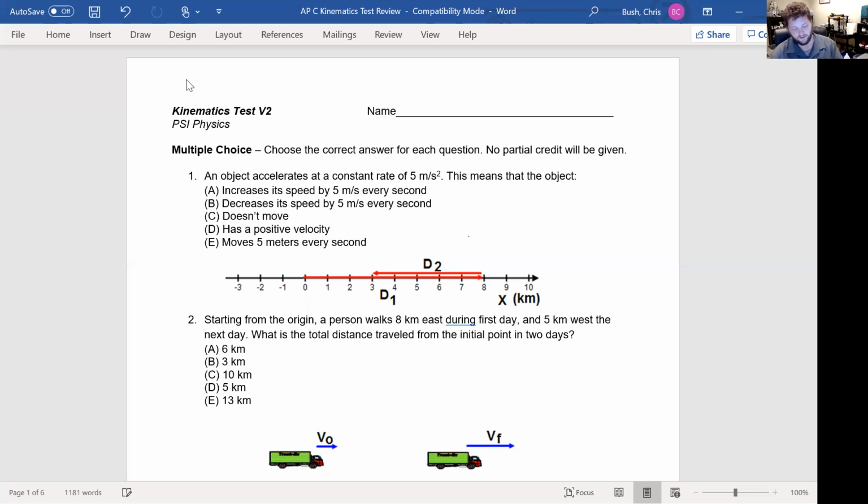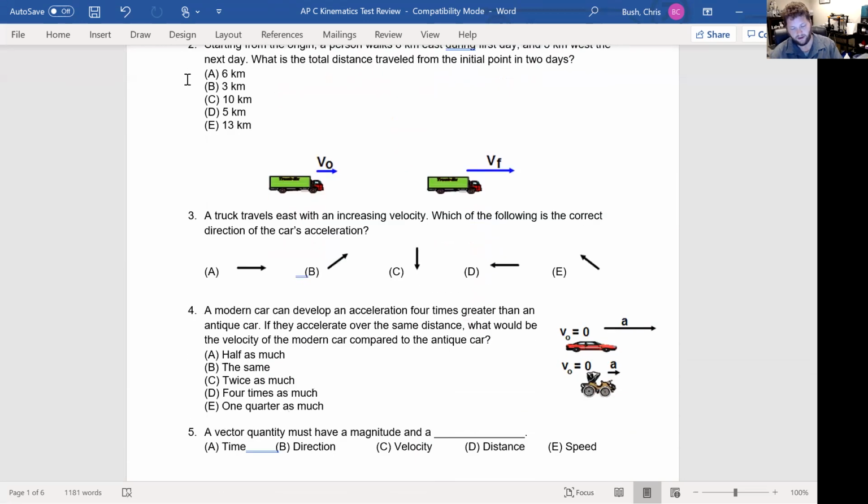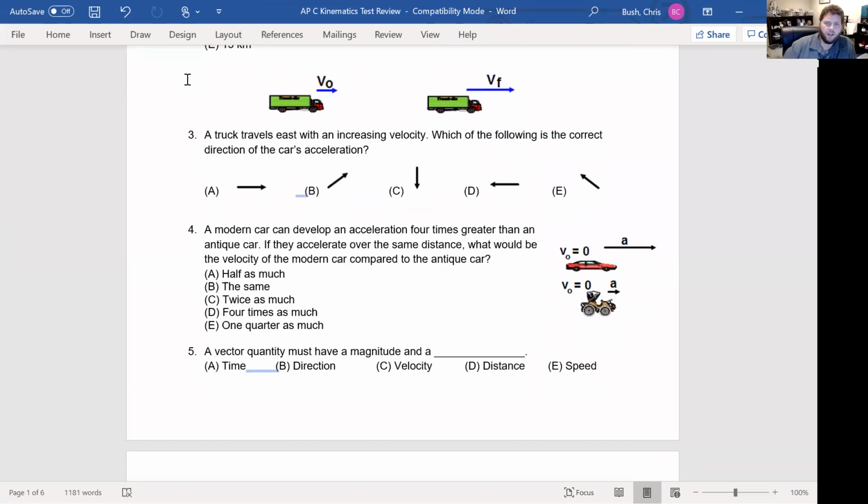All right, let's see if I can scroll without drawing. And I can. Perfect. A truck travels east with increasing velocity. Which of the following is the correct direction of the truck's acceleration? If you are speeding up, your velocity and acceleration need to be in the same direction. Because you are moving right and speeding up, your acceleration should also be to the right. So that's going to be A.